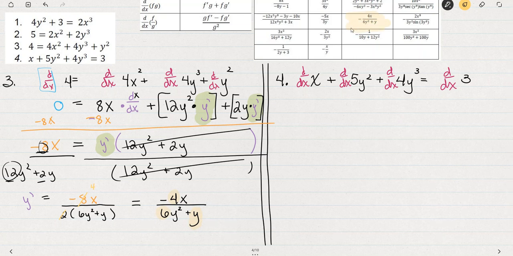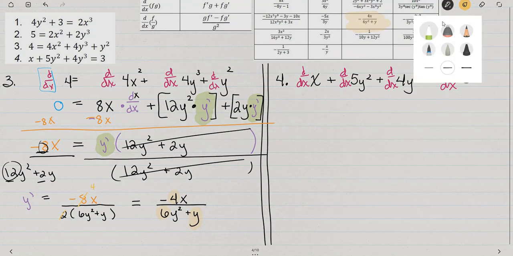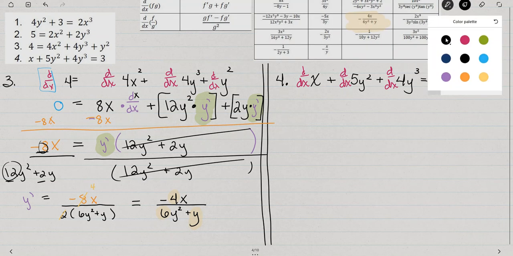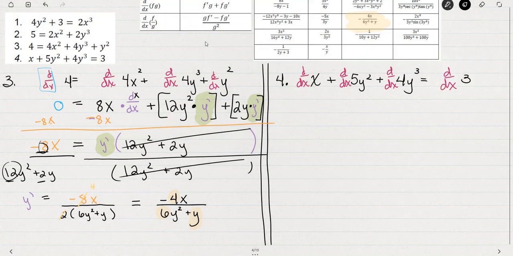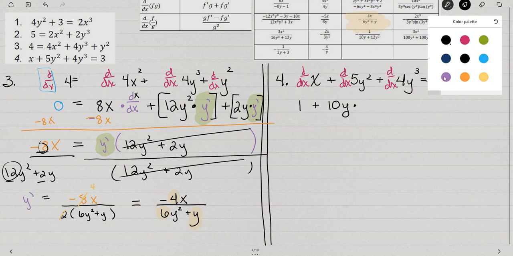One more example here on the page, number 4. Let's go through this one a little bit differently. So I'm going to model this one more how I might just do it without showing every step, right? The derivative with respect to x of x is x. The derivative with respect to x of 5y squared, I'm going to be careful to change. So I've got 10y times the derivative of y.